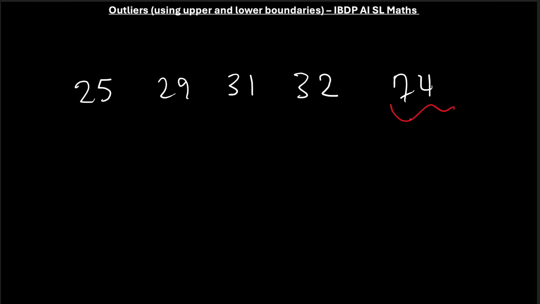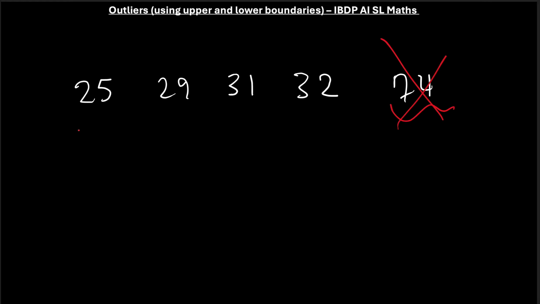outliers in a given data set. If you have, say, a bunch of numbers, 25, 29, 31, 32, and 74, what number in this list do you think is the outlier? It's pretty obvious, right? The 74 is the outlier.